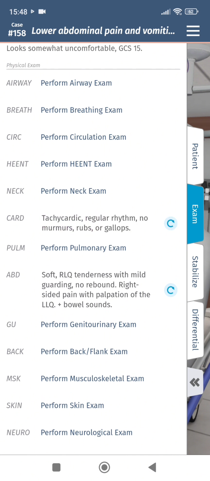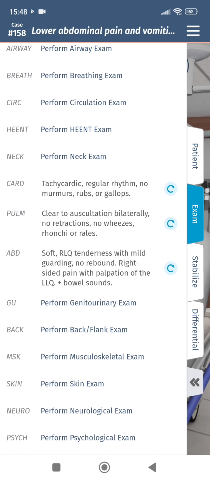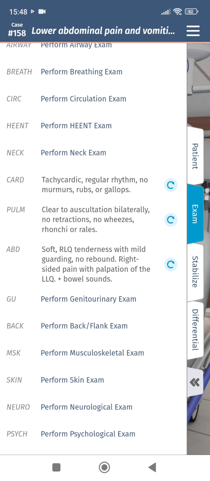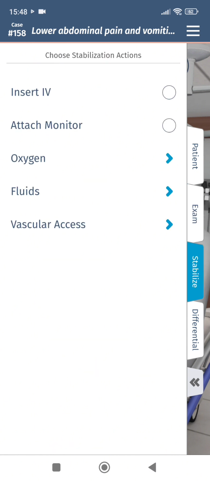So we will look at the other examinations. Cardiovascular examination says tachycardic and no abnormal sound. The pulmonary examination is also normal, no abnormal lung sounds. The genitourinary examination is also normal. Okay, so we go for the stabilization portion.